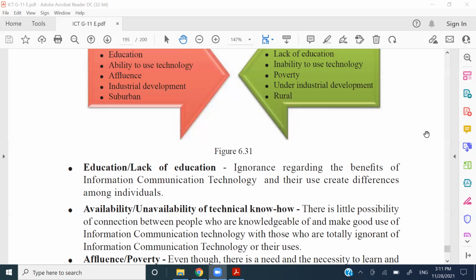Yeah, Saran. Now it is more into not the development or underdevelopment, right?